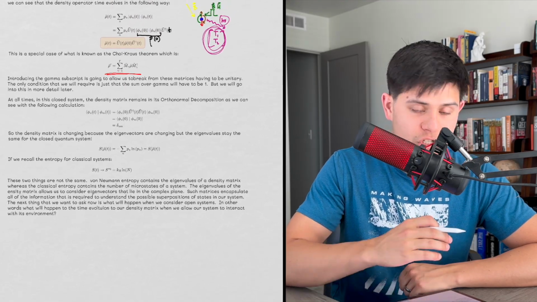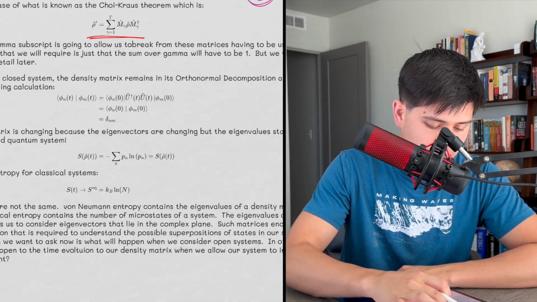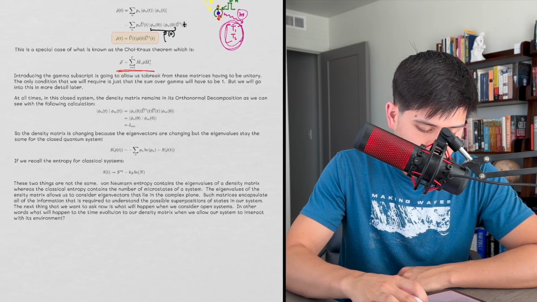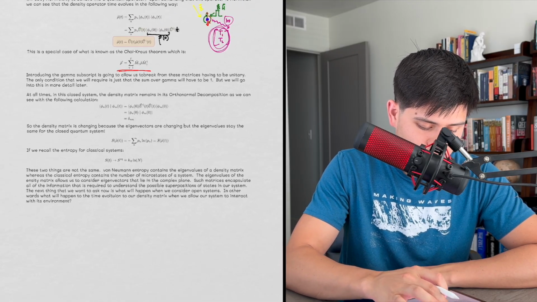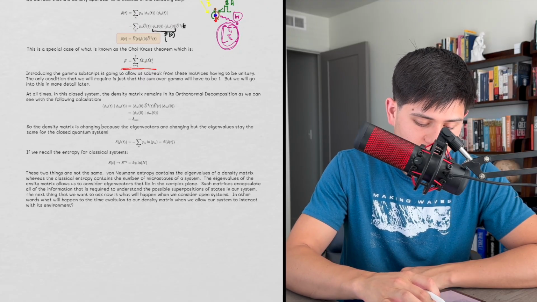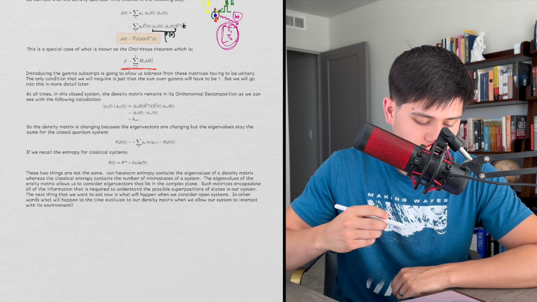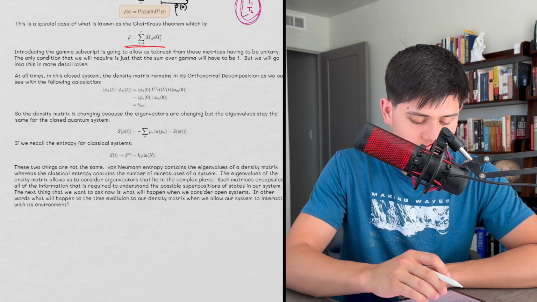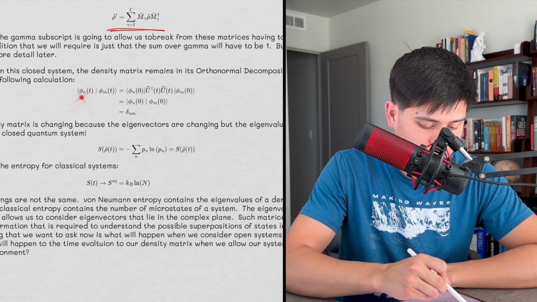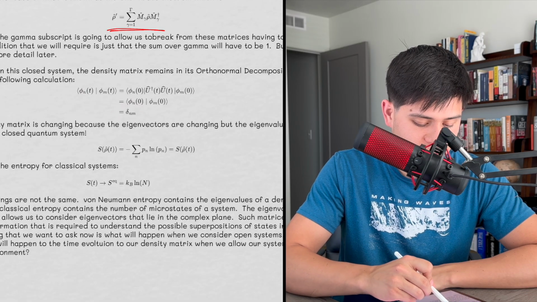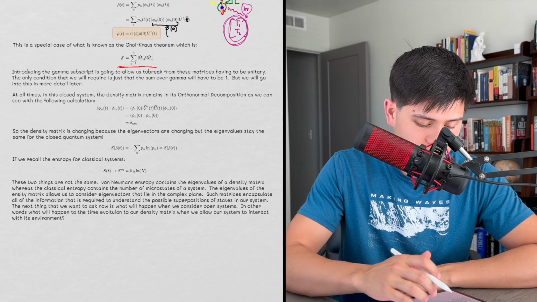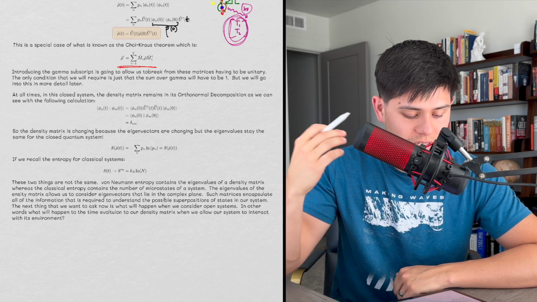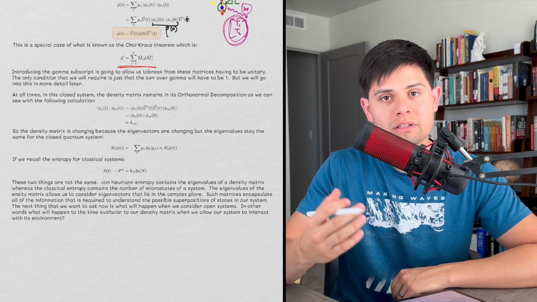So the density matrix is changing, right? The density matrix is changing because the eigenvectors are changing, but the eigenvalues are going to stay the same for the closed quantum system, right? I was about to say that these change, but they don't change because of this, since this is just an inner product between the two. So this is to say, again, that the eigenvalues are going to stay the same.